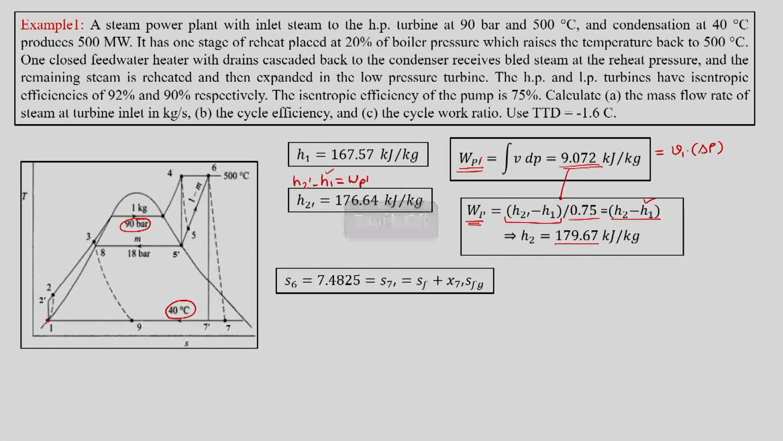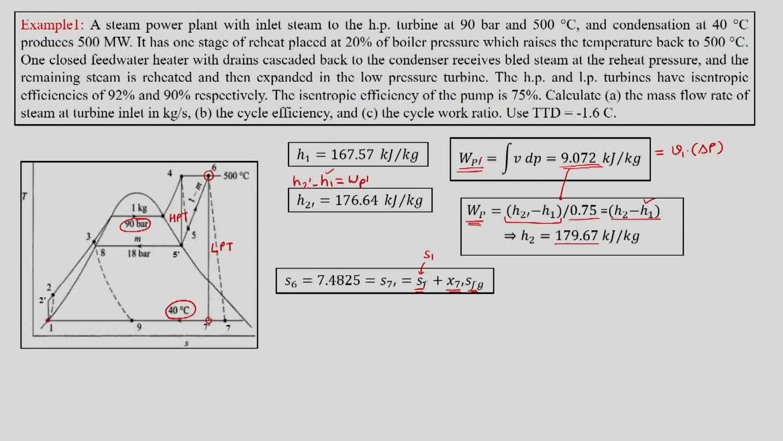Then we know that S6, now we are directly coming to the low pressure turbine. This is the low pressure turbine, and this is the high pressure turbine. So we know entropy at 6 is equal to entropy at 7 dash, but entropy at 7 dash is equal to SF plus X7 dash into SFG.